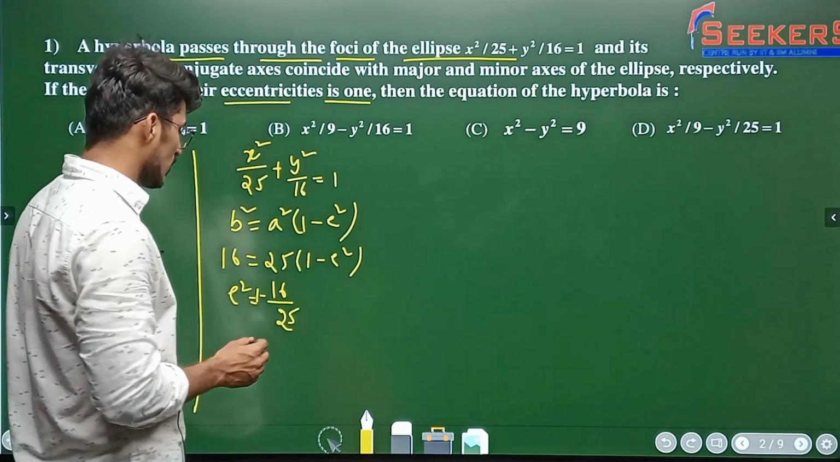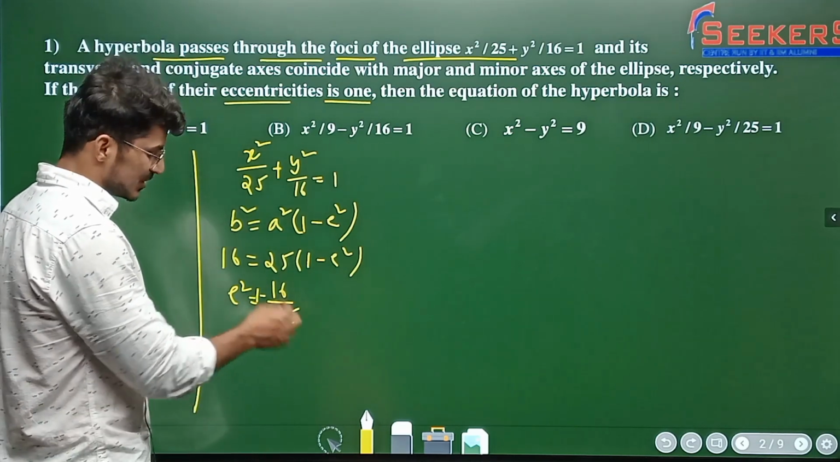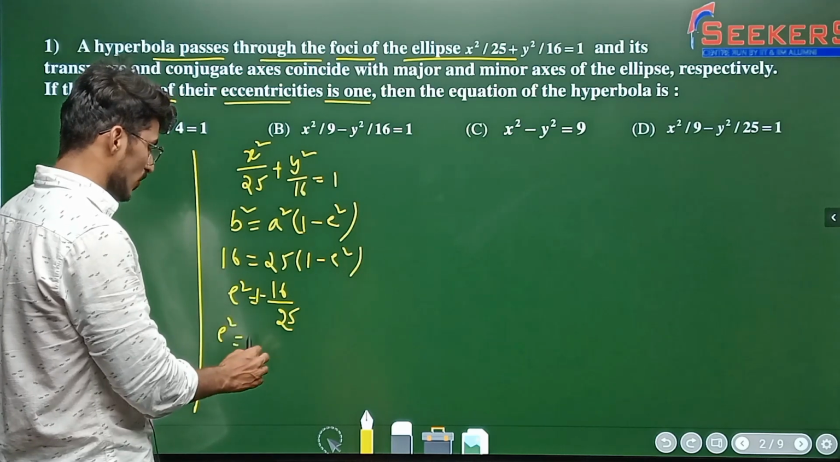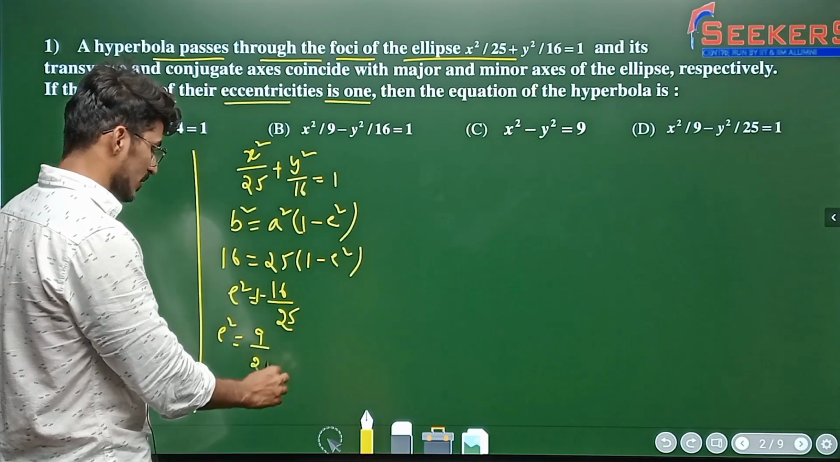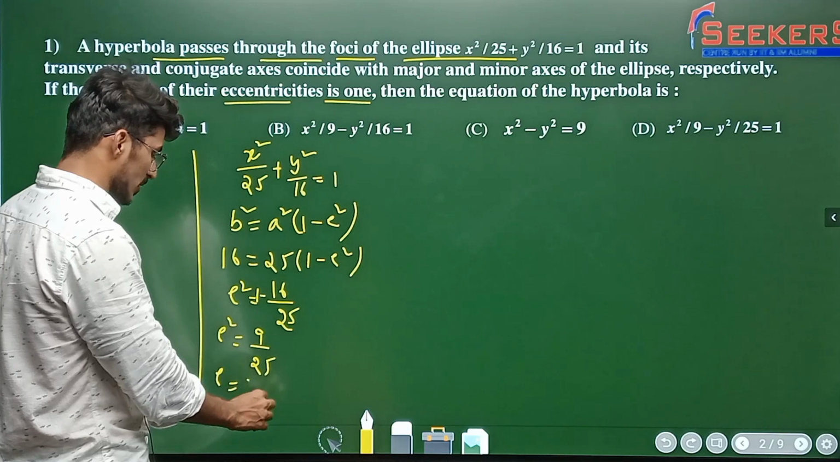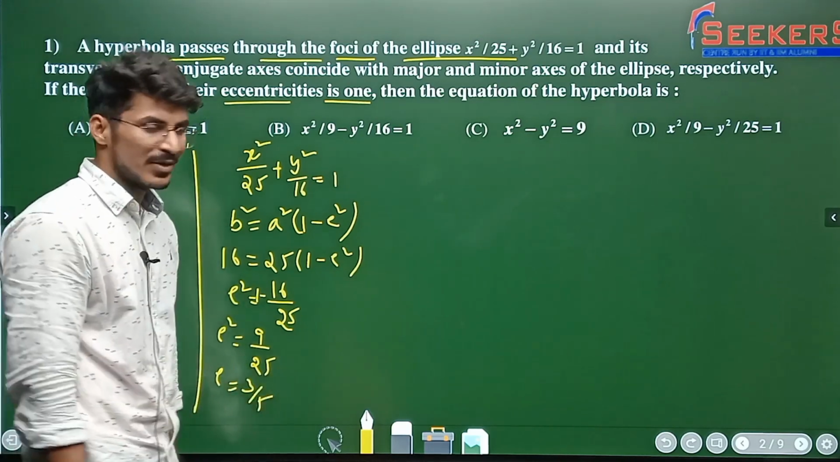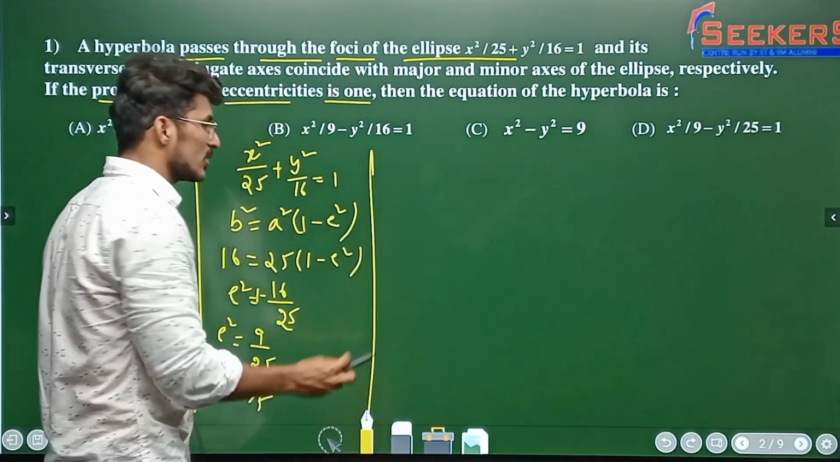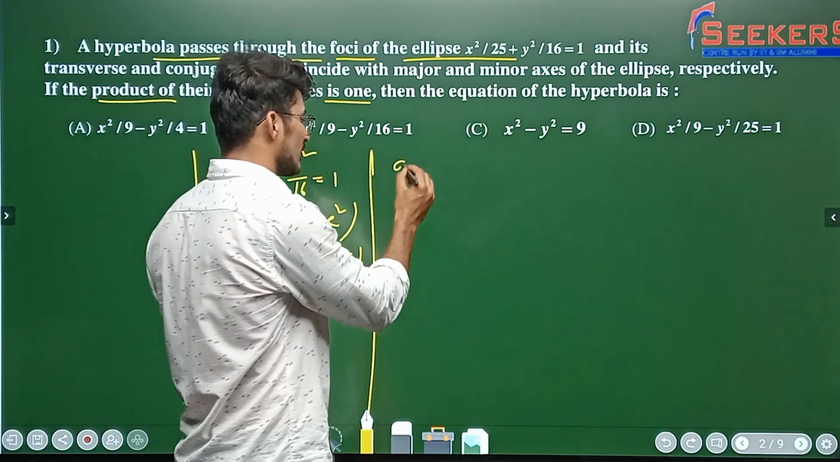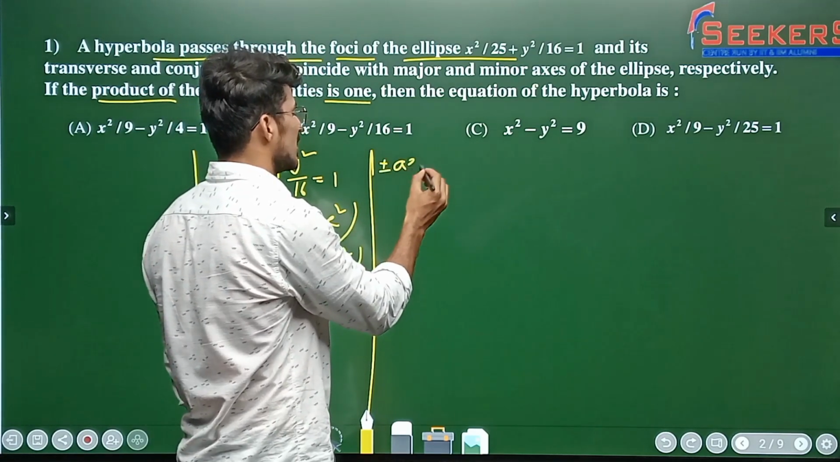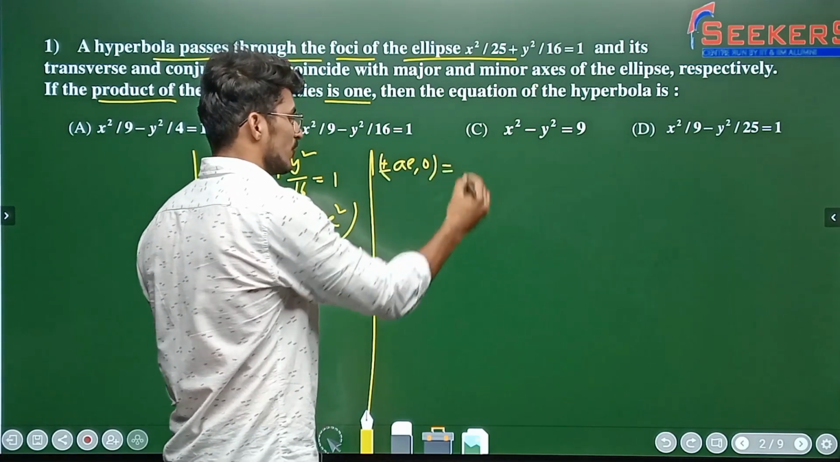e square is equal to 1 minus 16 by 25. So e square is equal to 9 by 25, which means e is going to be 3 by 5, I'll take. Alright, 3 by 5, so the e value I got. So the foci of the ellipse are plus or minus AE comma 0.